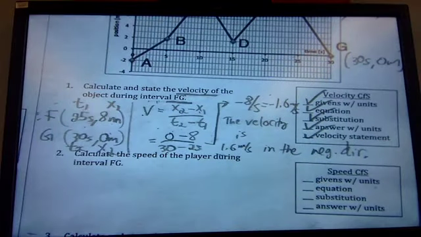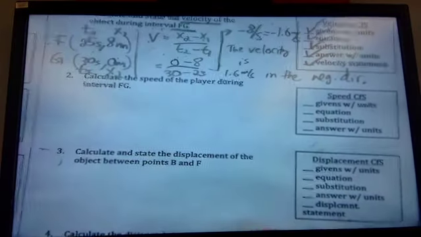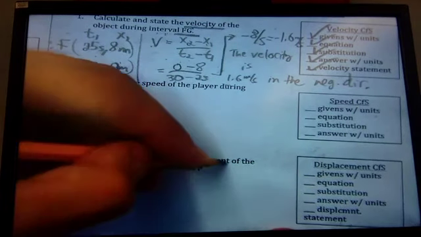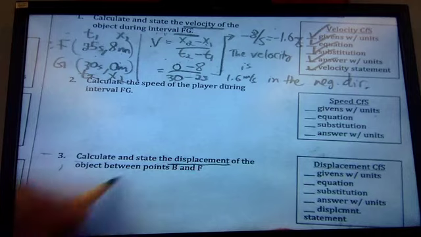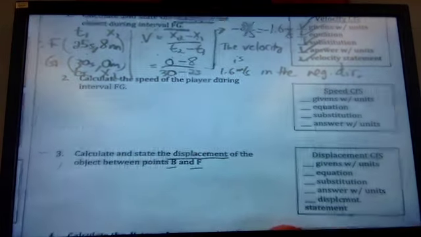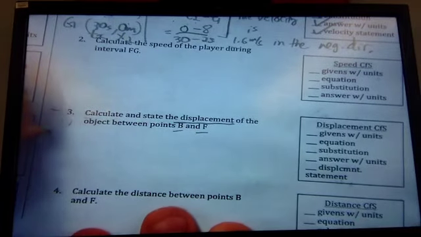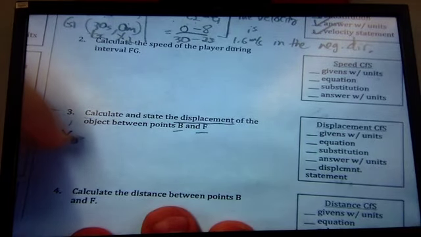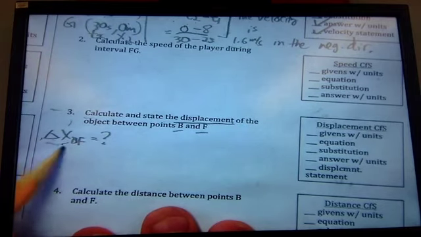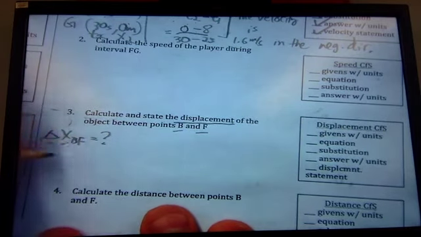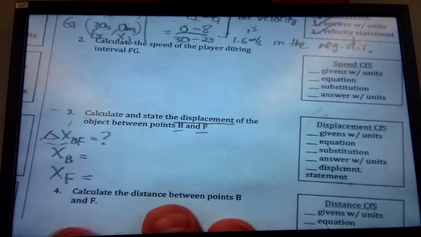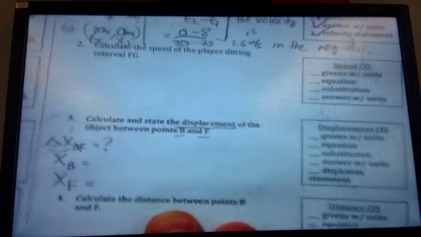Let's skip ahead to number 3. Number 3 is not asking for velocity, it's asking for you to calculate and state the displacement of the object between points B and F. I'm going to start by listing my givens. Delta x bf means the displacement between B and F, and you need to know the position at B and the position at F. I can read those off the graph.